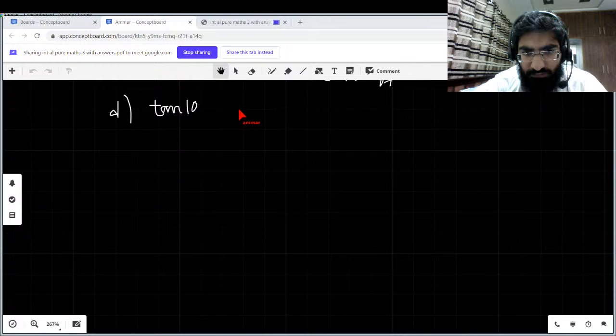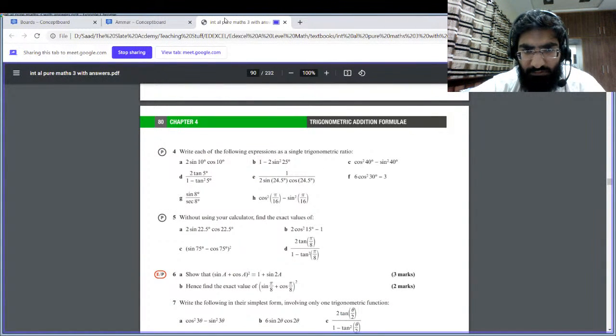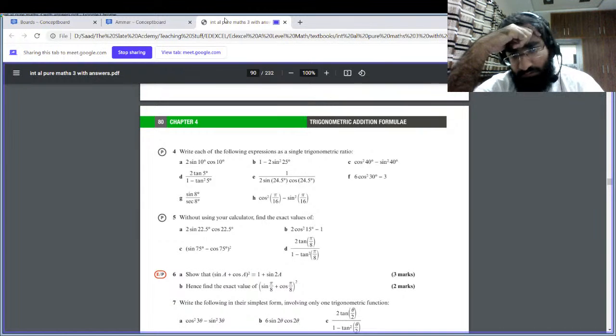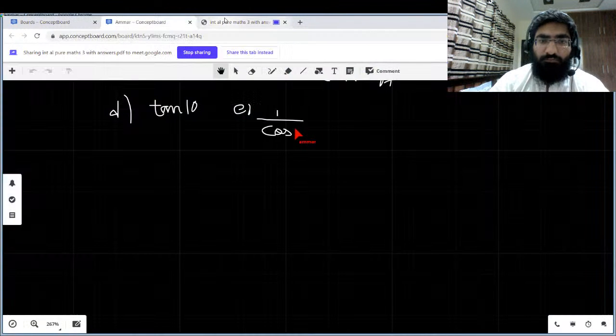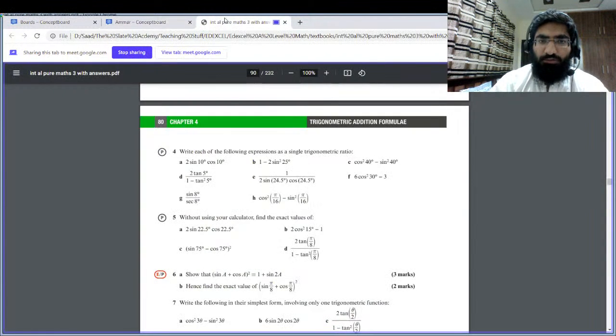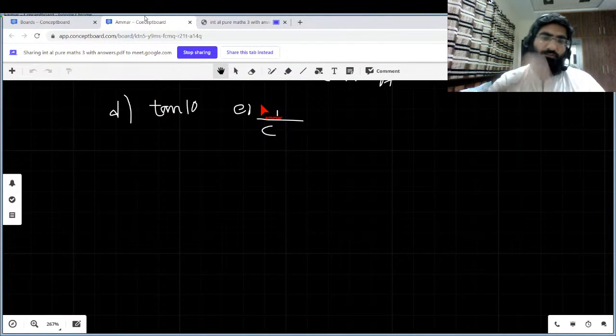Okay. Then E would be 1 by 2 sine 24.5, 24.5. One second. And okay, so it would be 1 by 2 sine 49. This is the sine formula, 2 sine A cos A. Okay, yeah, it's a sine.